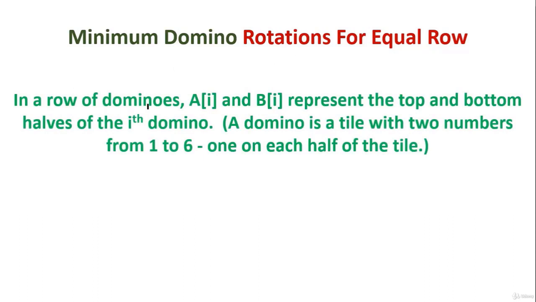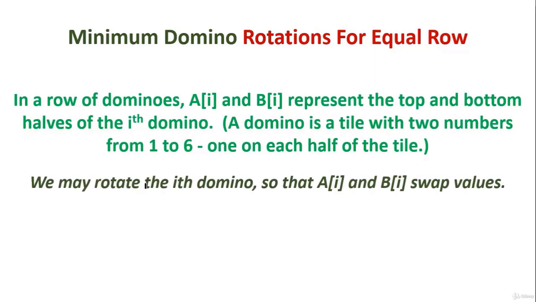In a row of dominoes, A[i] and B[i] represent the top and bottom halves of the ith domino. A domino is a tile with two numbers from 1 to 6, one on each half of the tile. We may rotate the ith domino so that A[i] and B[i] swap values.